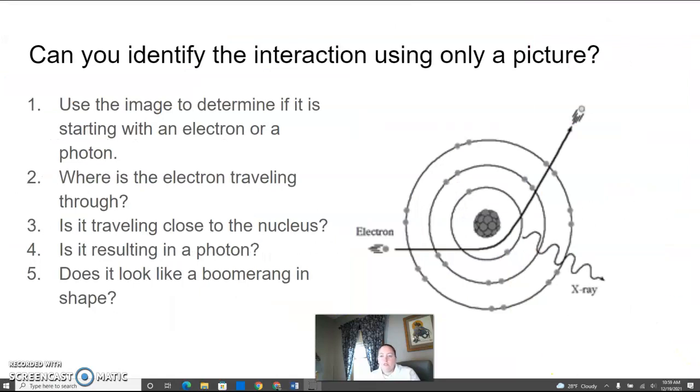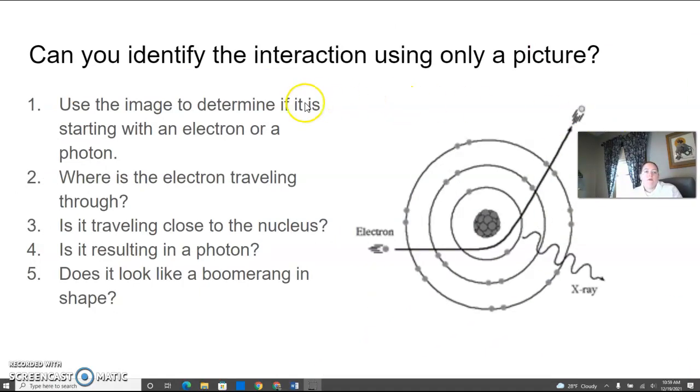All right, so let's start with this picture here. Looking at this picture quickly, is it a tube interaction or is it an interaction at the patient? How do I know? Well, does it start with a straight line coming in, and a photon coming out? Yes, it does. Where is it traveling through? It's traveling close to the nucleus, Megan. Is it bending? Yes, it is. Does it look like a boomerang shape? Well, this is Bremsstrahlung, right?